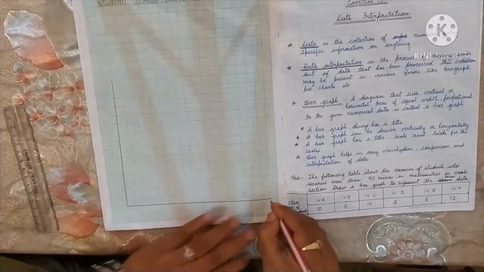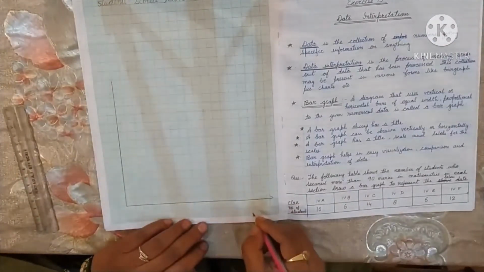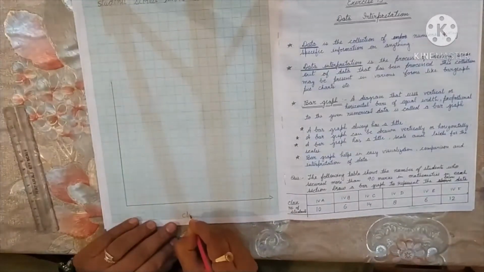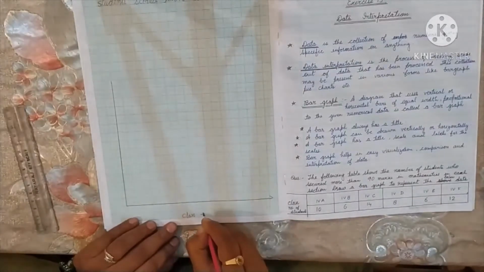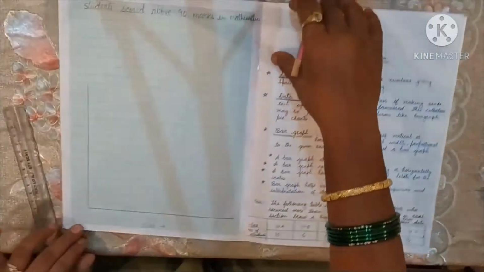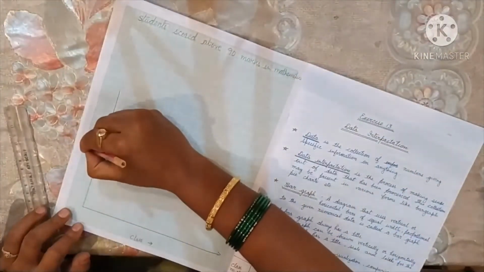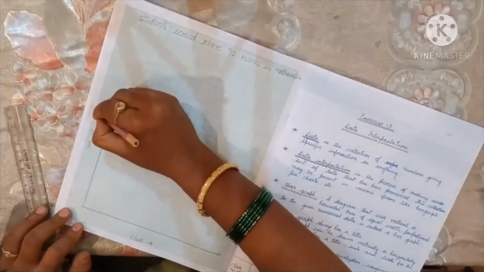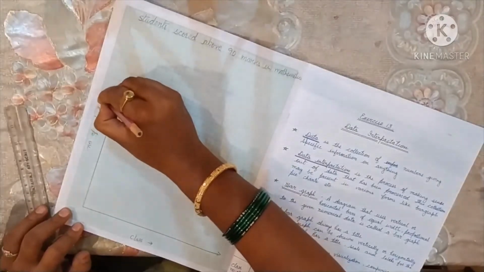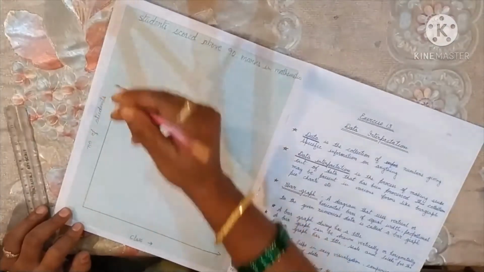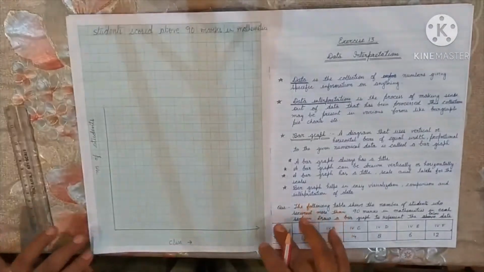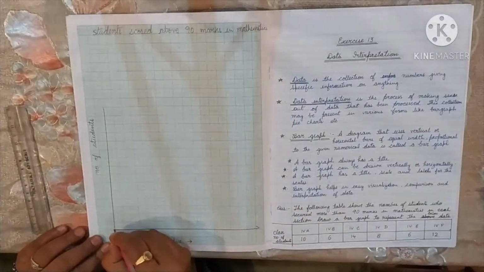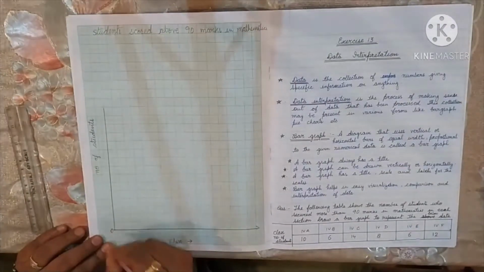Clear to you? Now on this side I will write down the class or section, and on this side I will write down the number of students. Clear to you? Now, always we will start from 0. This corner point is called 0.